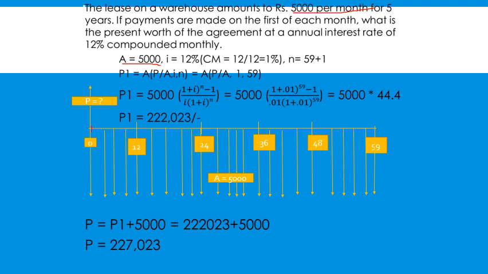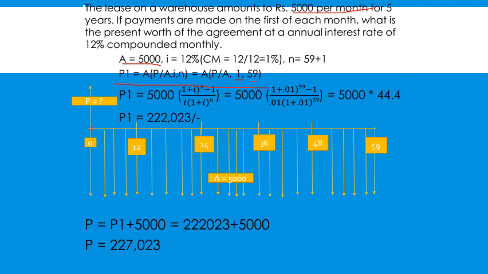So now, how do I calculate? First, let me start with this step. P1 is equal to A multiplied by P by A comma I comma N. That is A multiplied by P by A comma 1 comma 59. How did I get this 1? Because it is compounded monthly, I becomes I by 12. So 12 by 12 is equal to 1.